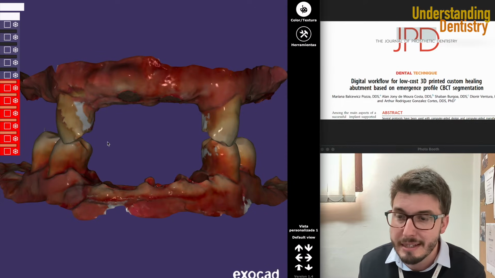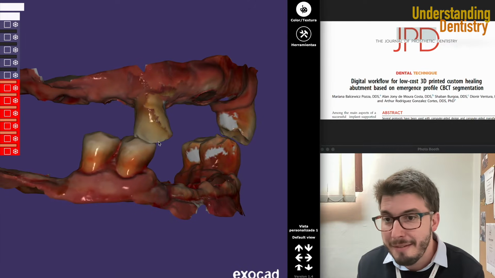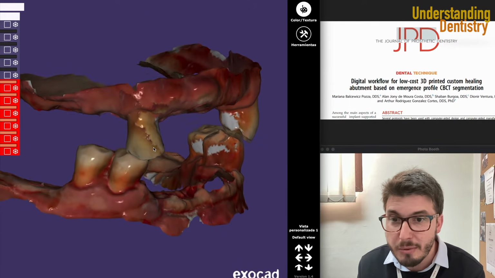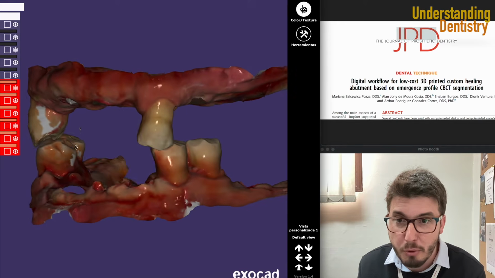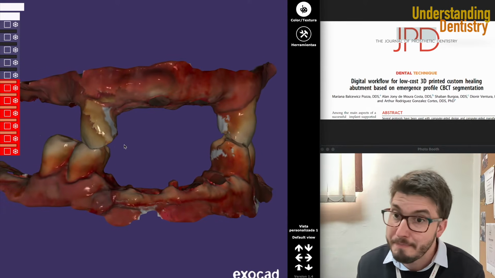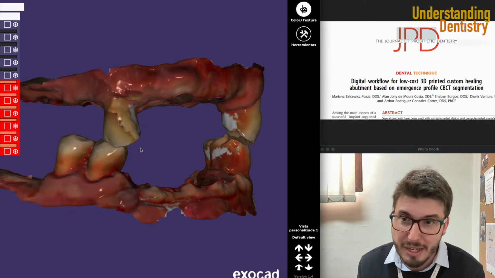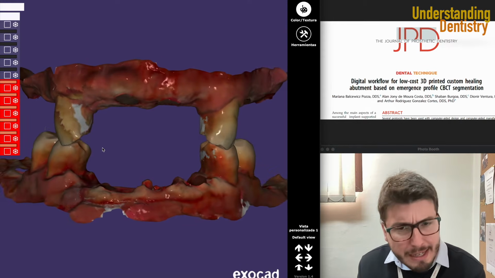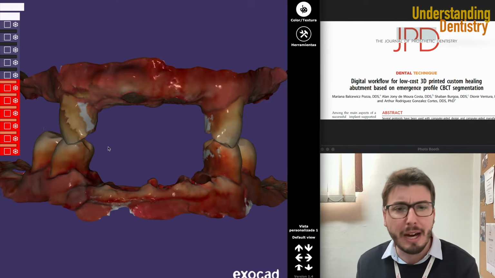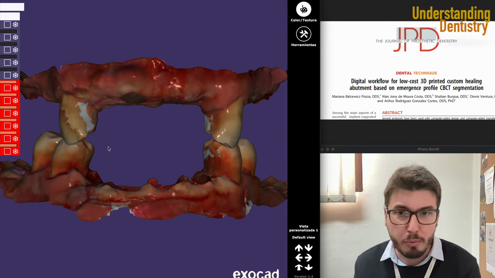Okay, very, very nice. So again, we have those premolars articulating with this canine, all right, on both sides. And at least we have some idea of the vertical dimension. Okay, so what to do now? We can keep the vertical dimension, but how will the final prosthesis be?